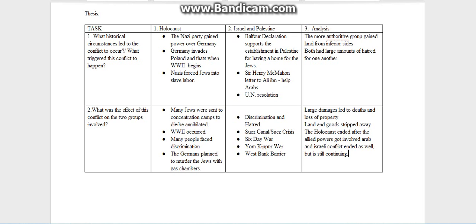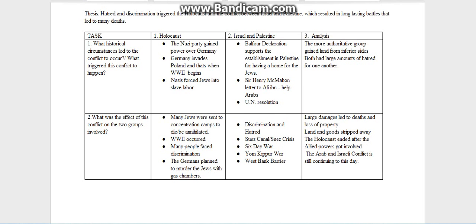So using both of these analyses, we can create our thesis, which can be: hatred and discrimination triggered the Holocaust and the conflict between Israel and Palestine, which resulted in long-lasting battles that led to many deaths. So after finishing writing the thesis, we are on our way to creating a possibly a 4 or 5 point thematic essay.